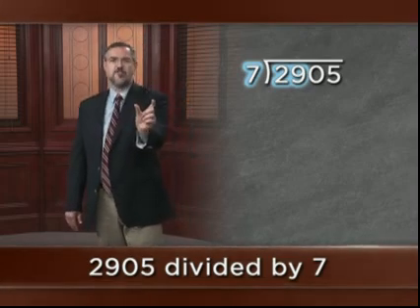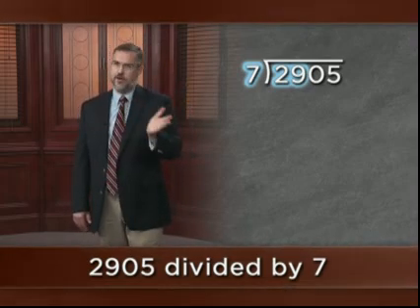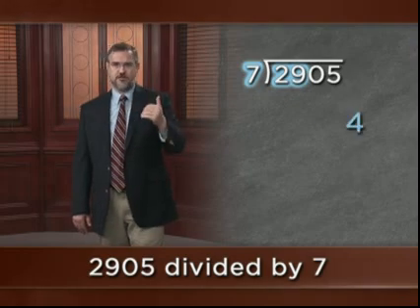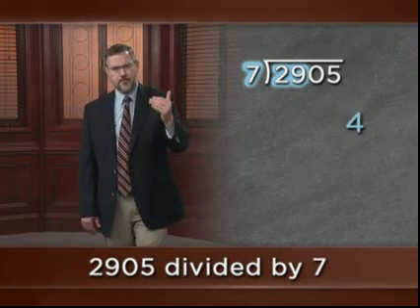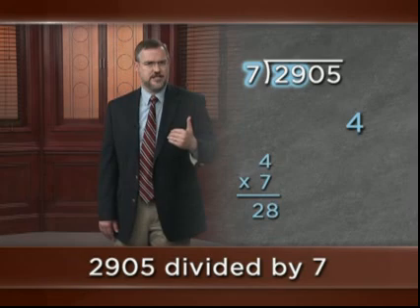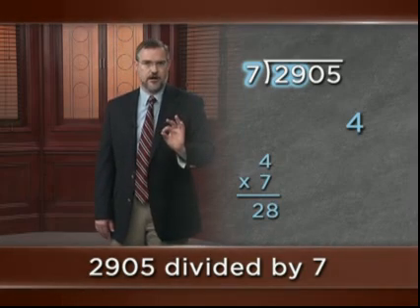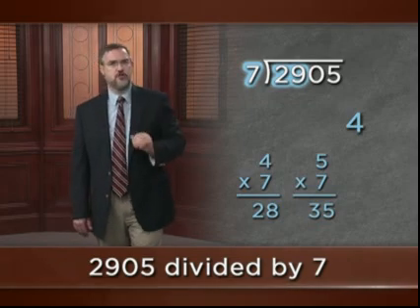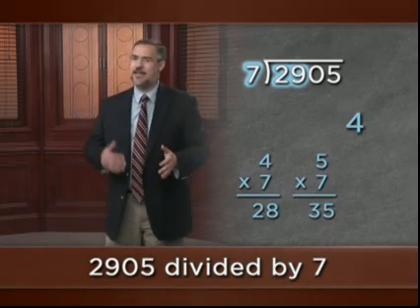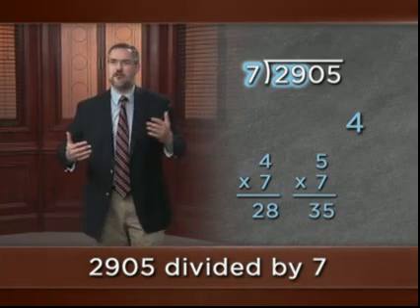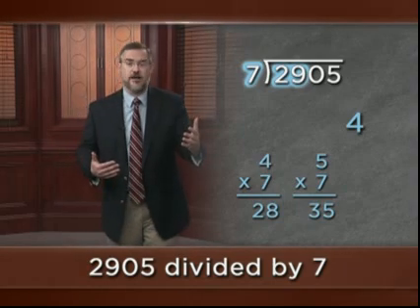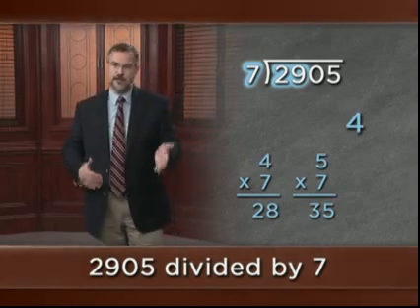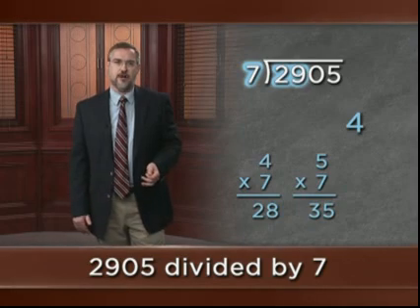So how many times does 7 go into 29? Well, there are 4 7s in 29, because 4 times 7 is 28, which is smaller than 29, but 5 times 7 is 35, which is too big compared to 29. And again, notice how I've got to be able to do these multiplication facts on the fly. I need to be able to do them quickly in order to handle these long division problems.